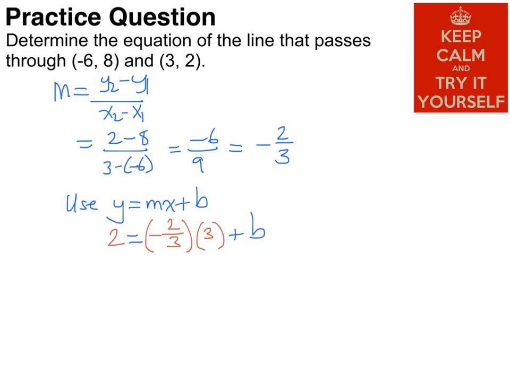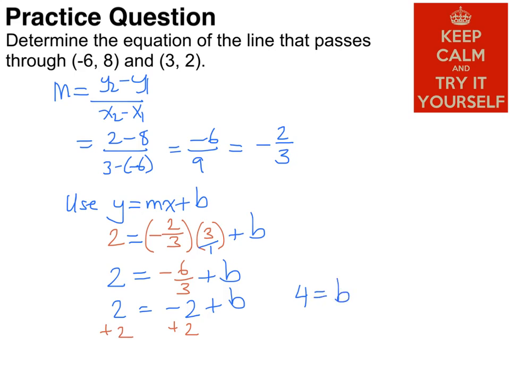So 2 is equal to, now we can put an over 1 here if you'd like. So that's basically negative 6 over 3 plus b. Okay, so negative 6 over 3 is negative 2, of course, so let's just write 2 is equal to negative 2 plus b. All right, let's add 2 to both sides. So that means here 4 is equal to b.